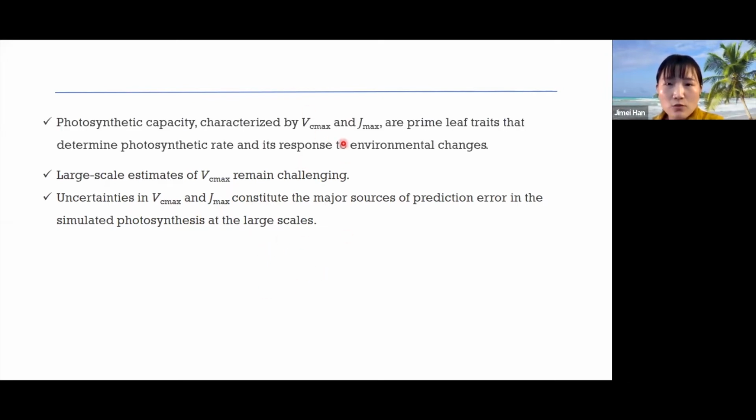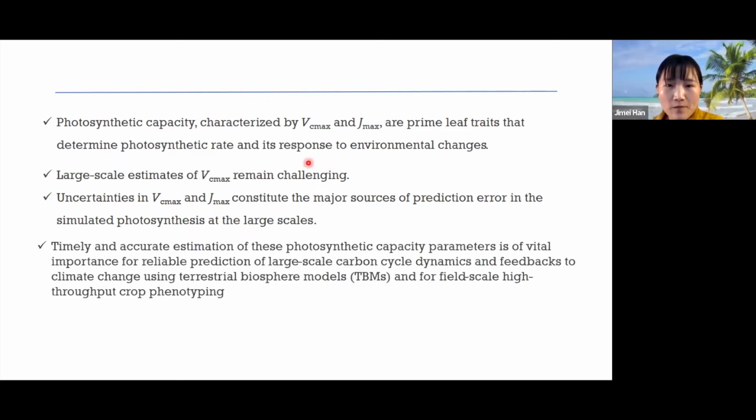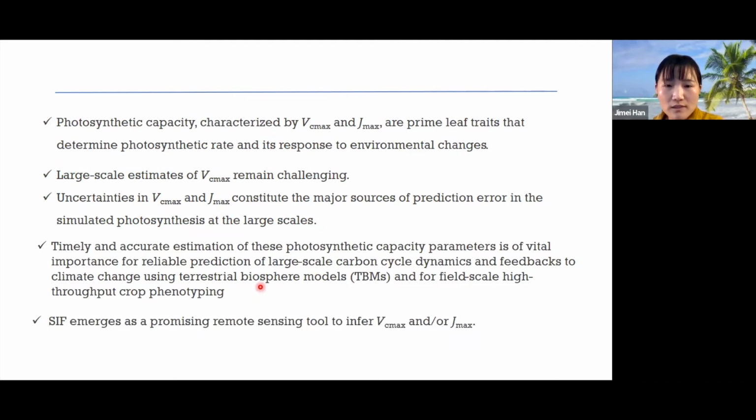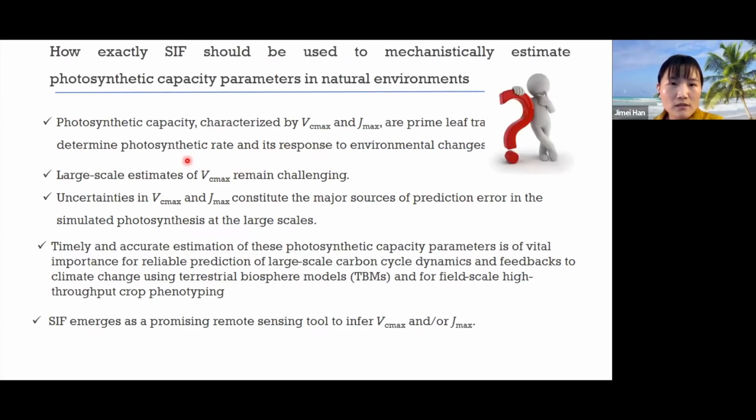We know these two parameters are very important and can determine the photosynthetic rate and its response to environmental changes, so timely and accurate estimation of these parameters is important. Currently, SIF emerges as a promising remote sensing tool to infer Vcmax and Jmax. So we were thinking about how we should utilize SIF to mechanistically model photosynthetic capacities in natural environments.